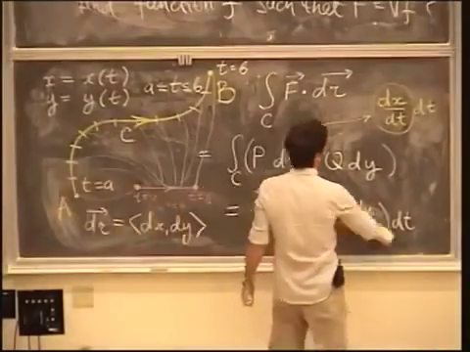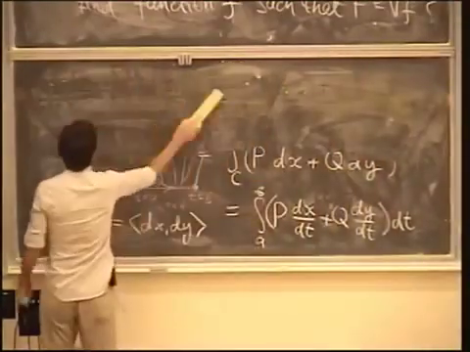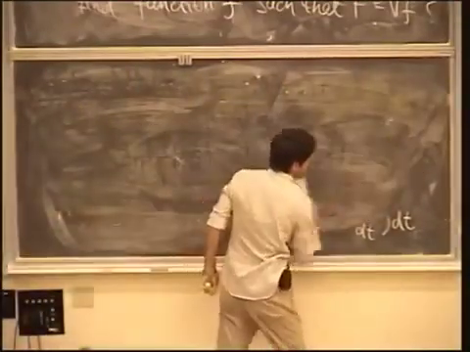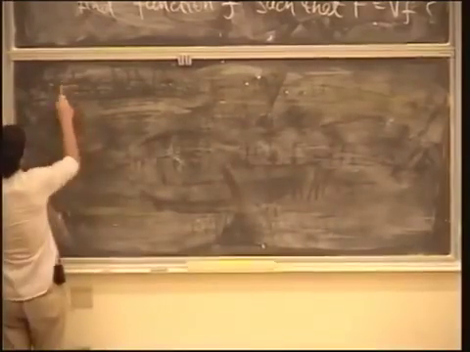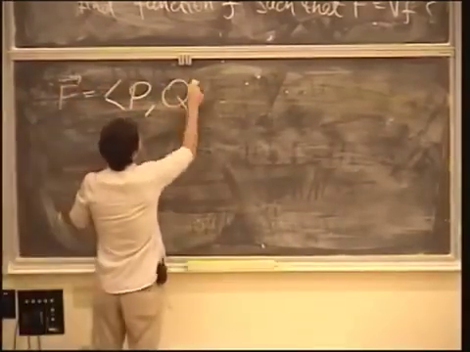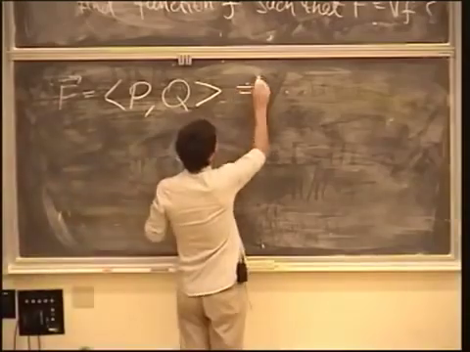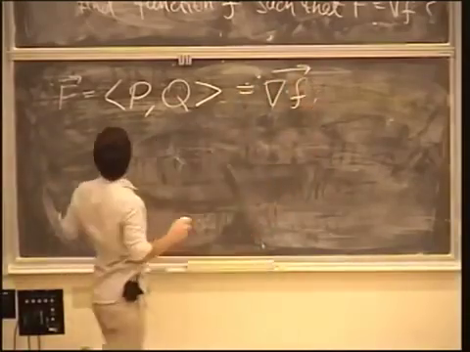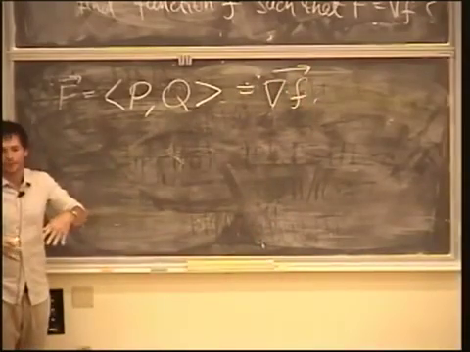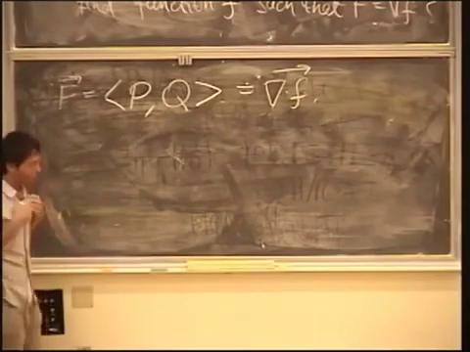So as a warm-up, let's observe one property of conservative vector fields. Let's suppose that F is conservative. So F is (P, Q), and let's suppose that it is conservative, so it is nabla f. In other words, let's start from the other end. Let's suppose it is conservative. What can we say about it? What kind of properties does it have?